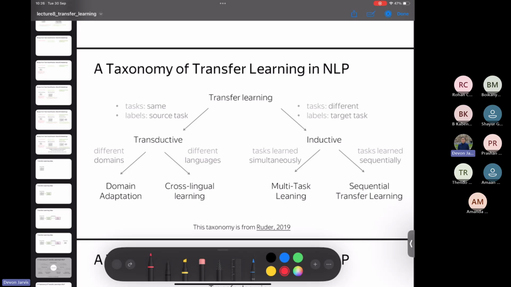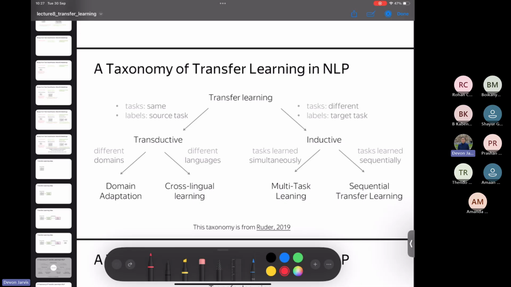If we descend down the left or the right side, we get transductive learning on the left and inductive learning on the right. The key part about the transductive category here is that the task is going to be the same, and we're going to use the labels from the source task. Why does the task stay the same? Because we're using the same labels as the source task. But we can either use different domains or completely different languages.